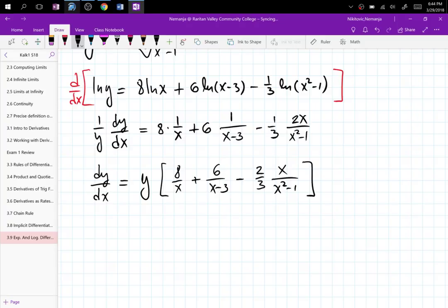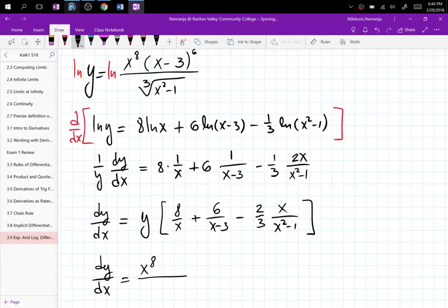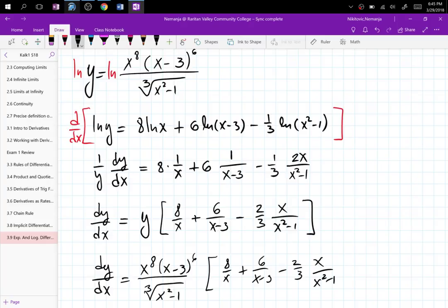And the last step is just to write the original problem instead of y. So the final answer here is dy dx is equal to x to the 8, x minus 3 to the 6, cube root of x squared minus 1, and then you just copy the bracket over here. 8 over x plus 6 over x minus 3 minus 2/3 x over x squared minus 1.